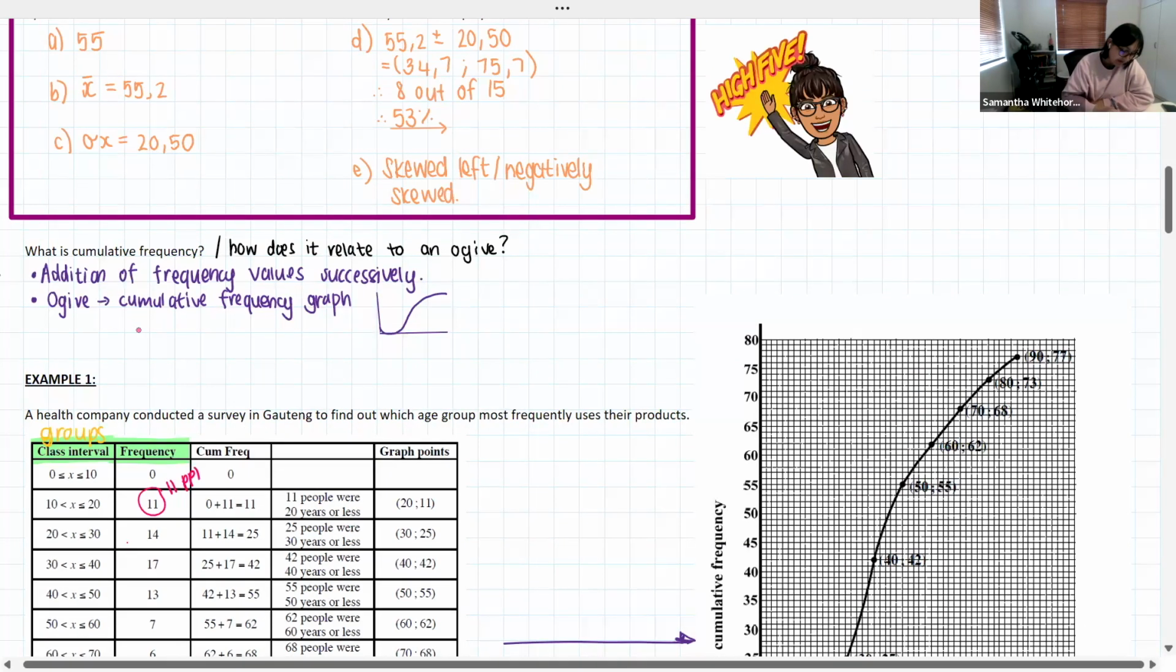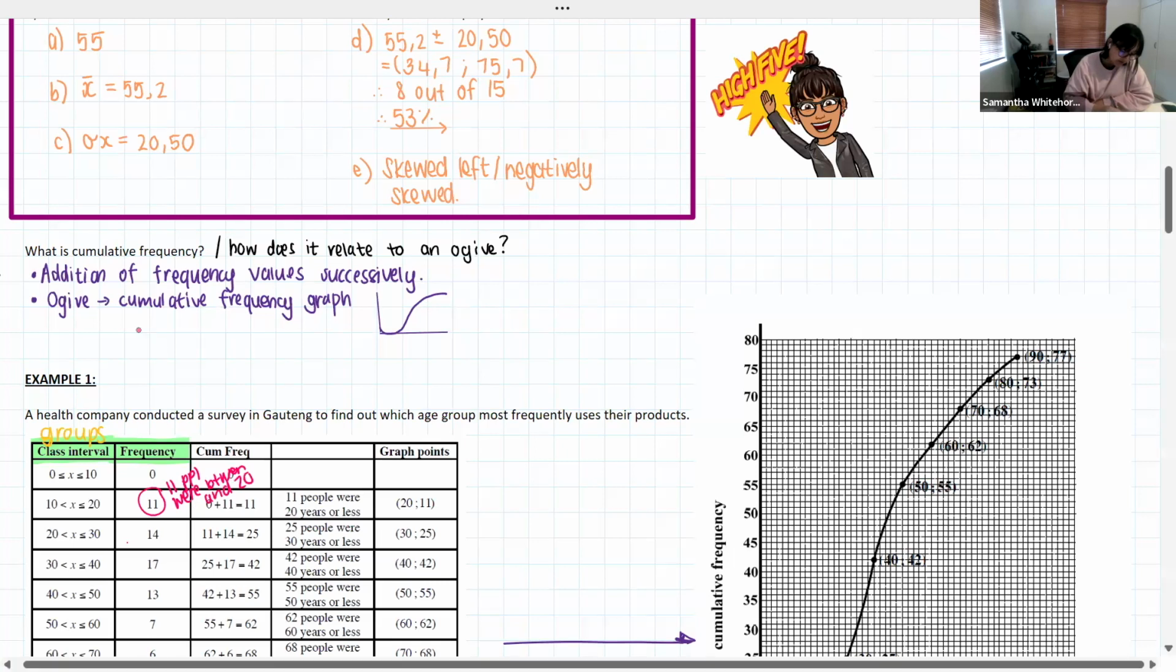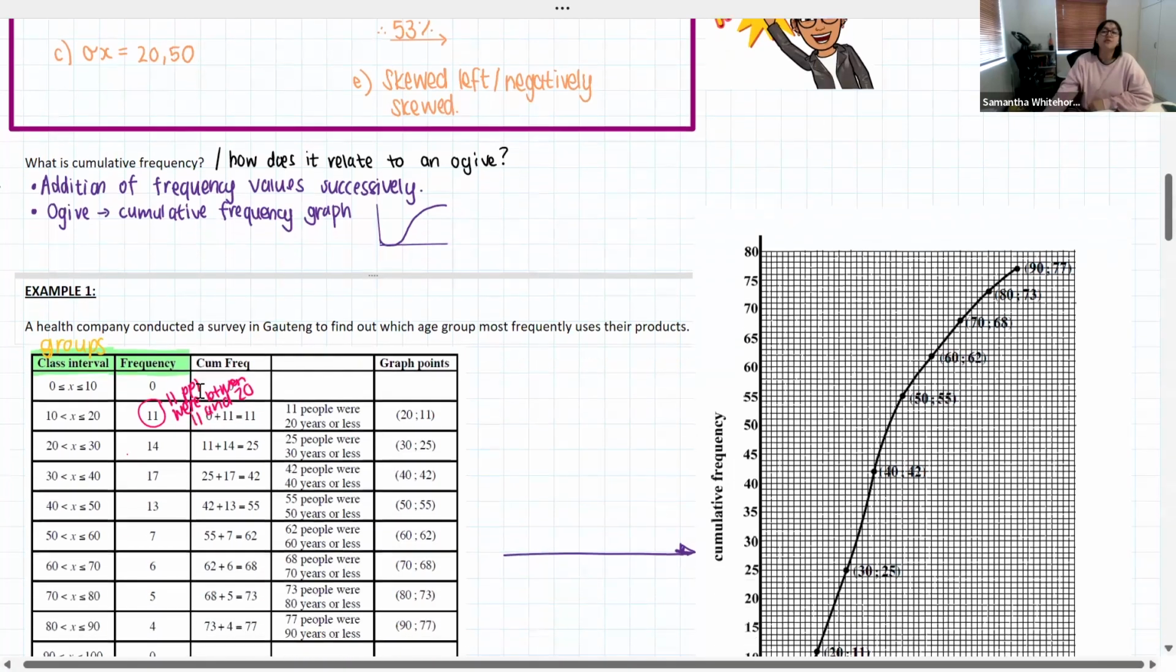11 people were between the ages of 10 and 20. If you wanted to be a little bit more specific based on the interval, 11 and 20. That is what the frequency tells us.